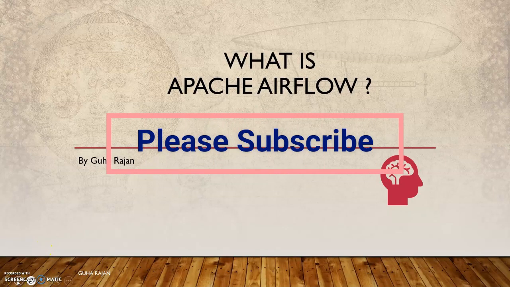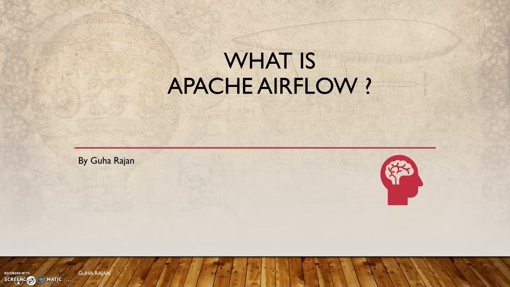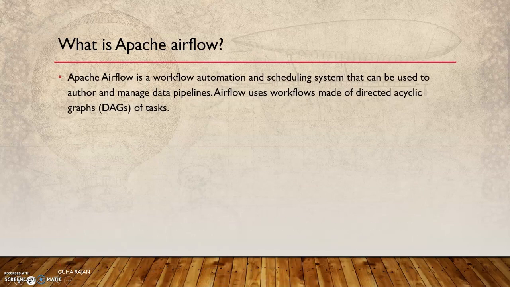Let us now look at what Apache Airflow is. Apache Airflow is a workflow automation and scheduling system that can be used to author and manage data pipelines. Airflow uses workflows made of directed acyclic graphs, popularly known as DAGs, of tasks. This is from a definition perspective. The point to understand is that it's a kind of scheduling system for tasks.